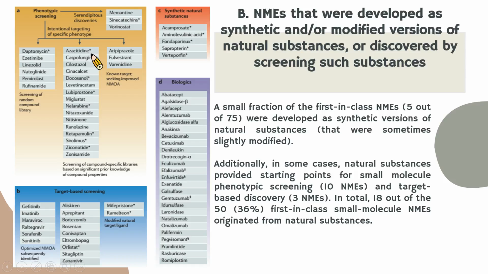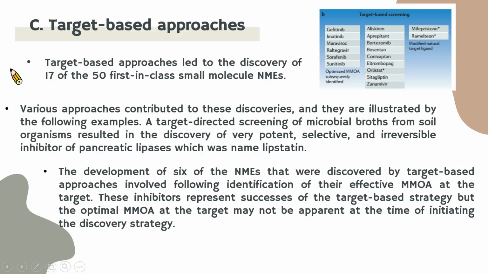There are 10 NMEs here. And in target-based discovery, there are 3 NMEs. So, in total, there are 18 out of the 50 first-in-class small molecule NMEs originated from the natural substance. For the target-based approach, there are 17 out of 50 first-in-class small molecule NMEs.